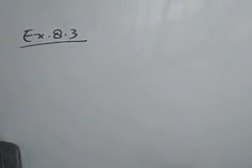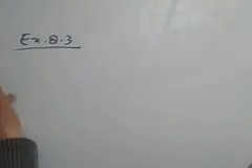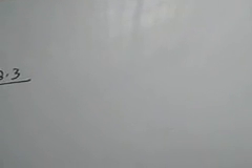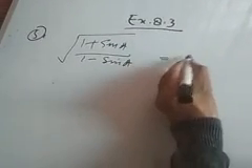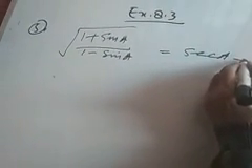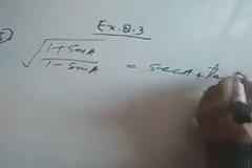Another part is 1 plus tan. Another part is under root 1 plus sin A divided by 1 minus sin A. You have to prove it equal to sec A plus tan A.